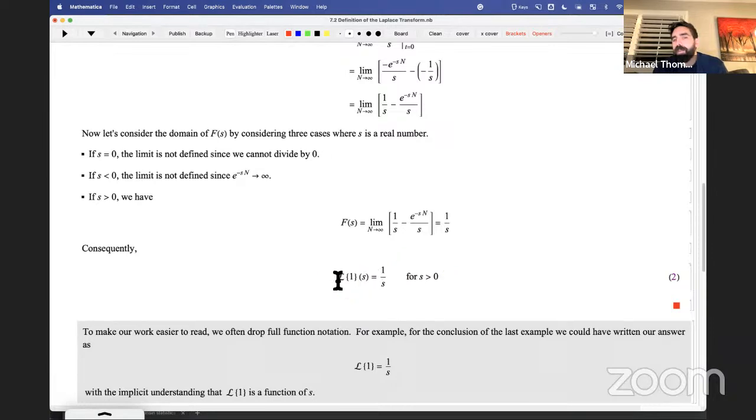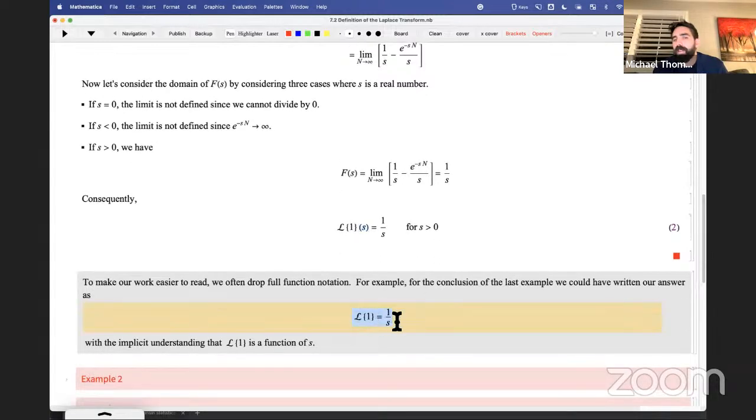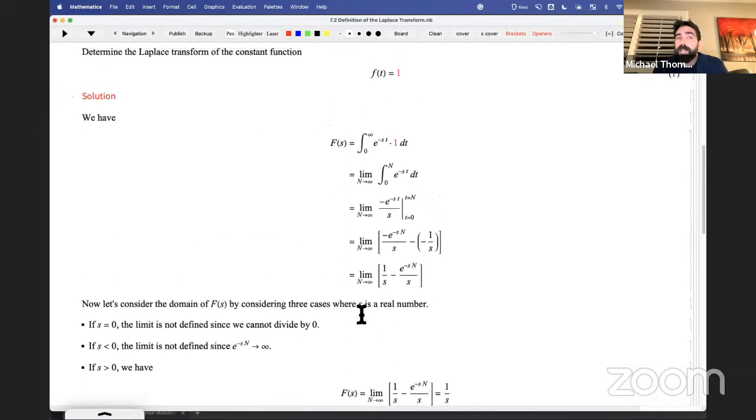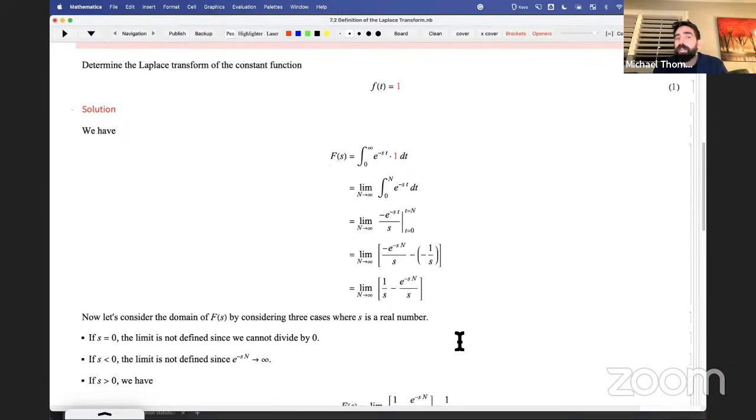Now, the thing is, it gets really messy with the notation. So what we typically do is we drop the function notation, and we'll just write it that way. Is that okay with you guys? It's just easier to see. I mean, we all know we're in the s domain, so just make sure you remember that. All right, so are there any questions so far on this one? Okay.